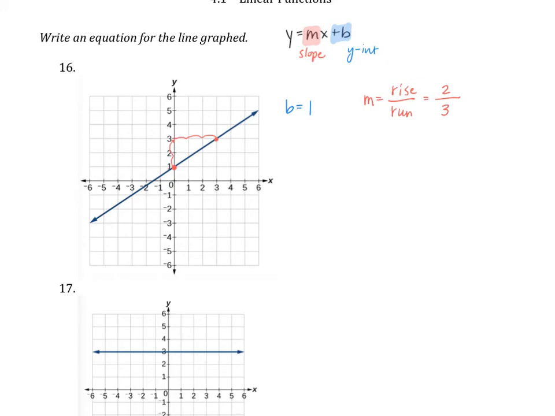So using those two pieces of information, I have y equals 2/3 x plus 1. That's the equation of the line. So that's simple enough, right? Look for the y-intercept, where it crosses the y-axis, and then just count from one point to another for your slope.